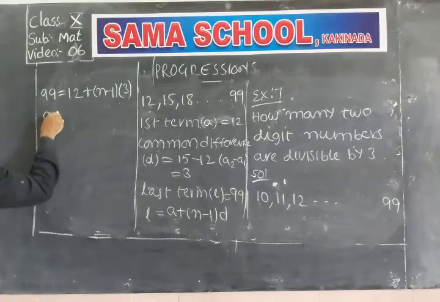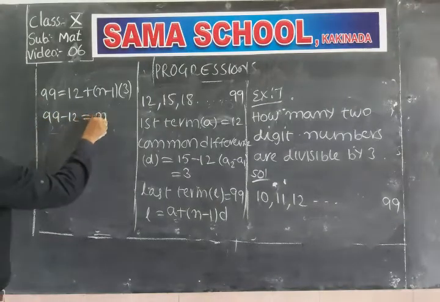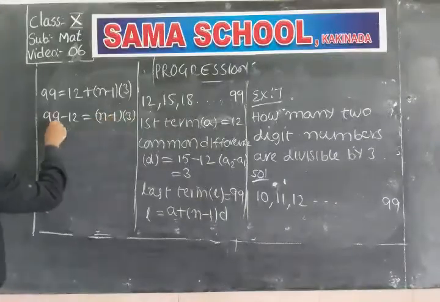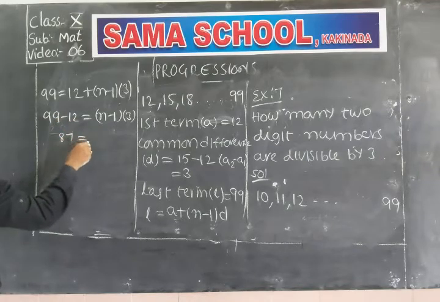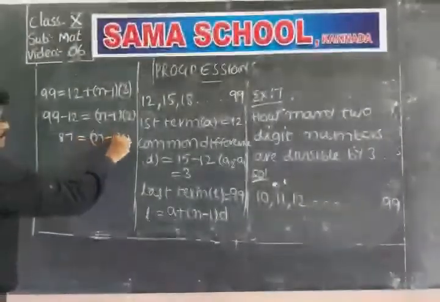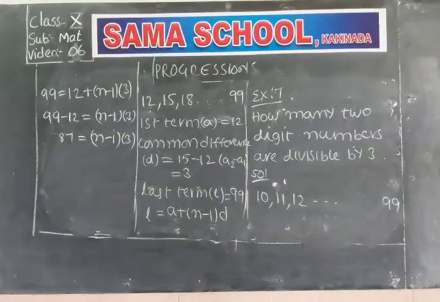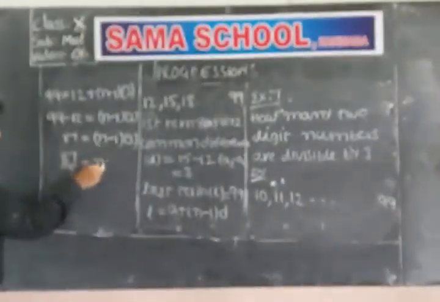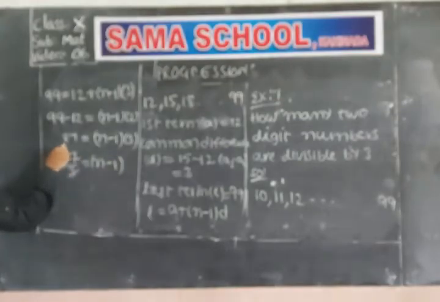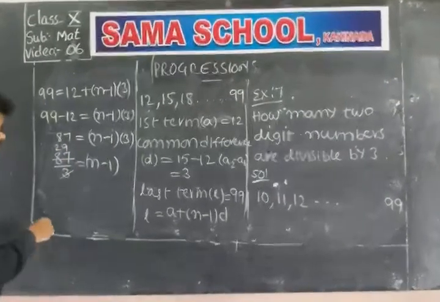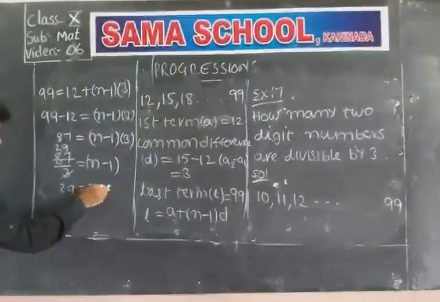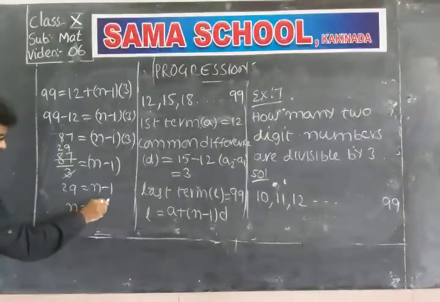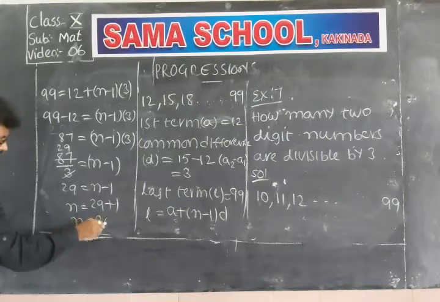Now take 12 this side. 99 minus 12 is equal to N minus 1 into 3. 99 minus 12 is 87. Now actually 3 is multiplying with N minus 1. When it comes this side, it divides. So 87 by 3 is equal to N minus 1. 3 2 is 6, 3 9 is 27. 29 is equal to N minus 1. N is equal to 29 plus 1. N is equal to 30.